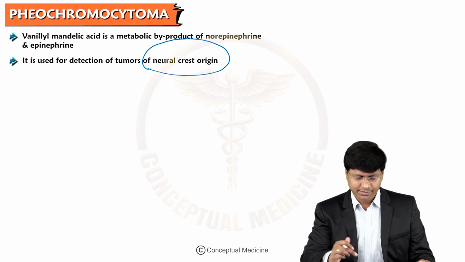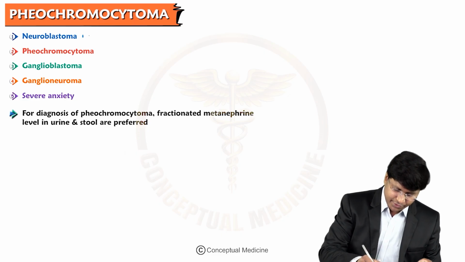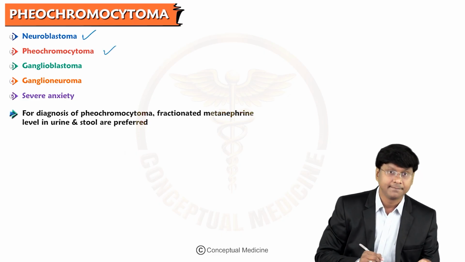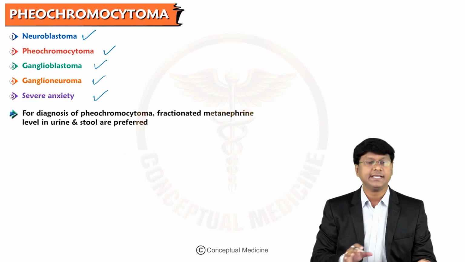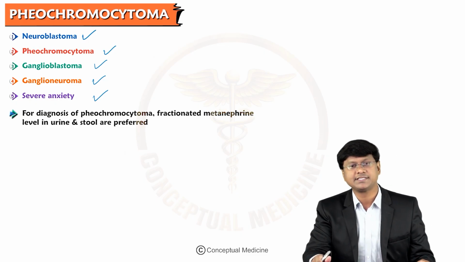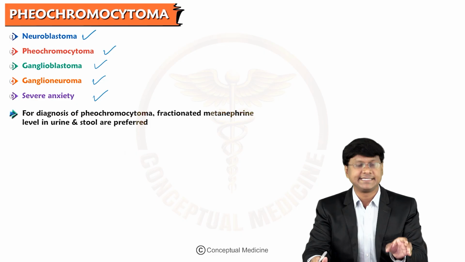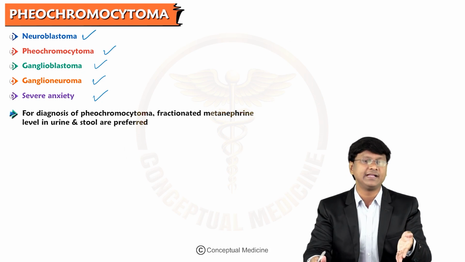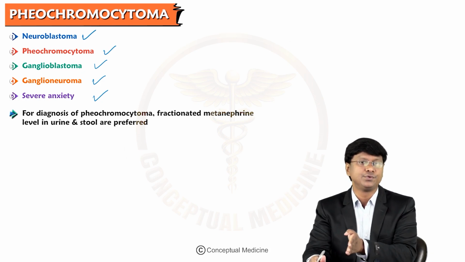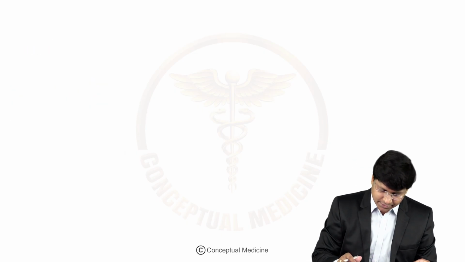Now, in which tumors do you have this increase in vanillylmandelic acid levels? Please remember, in neuroblastoma, pheochromocytoma, ganglioneuroblastoma, ganglioneuroma, as well as severe anxiety. In all these clinical conditions, there can be an increase in vanillylmandelic acid levels, and that is the reason why elevated VMA is not considered the investigation of choice. It is considered an initial screening test in pheochromocytoma. Once VMA levels are elevated, you need to do imaging studies in order to localize the tumor, right?